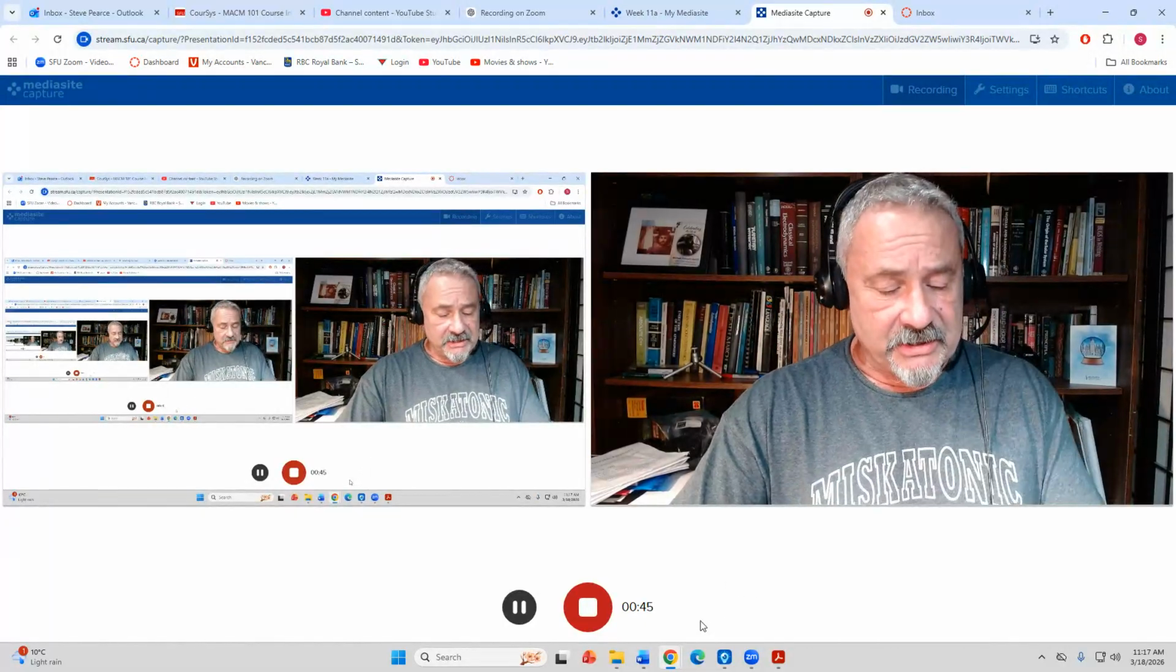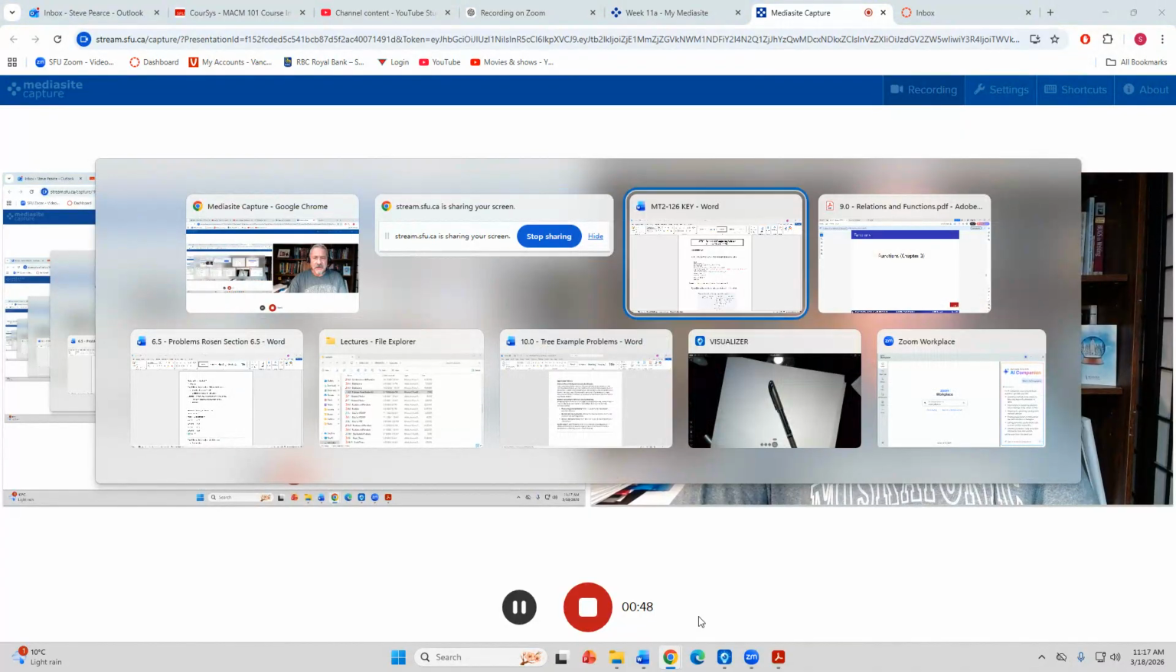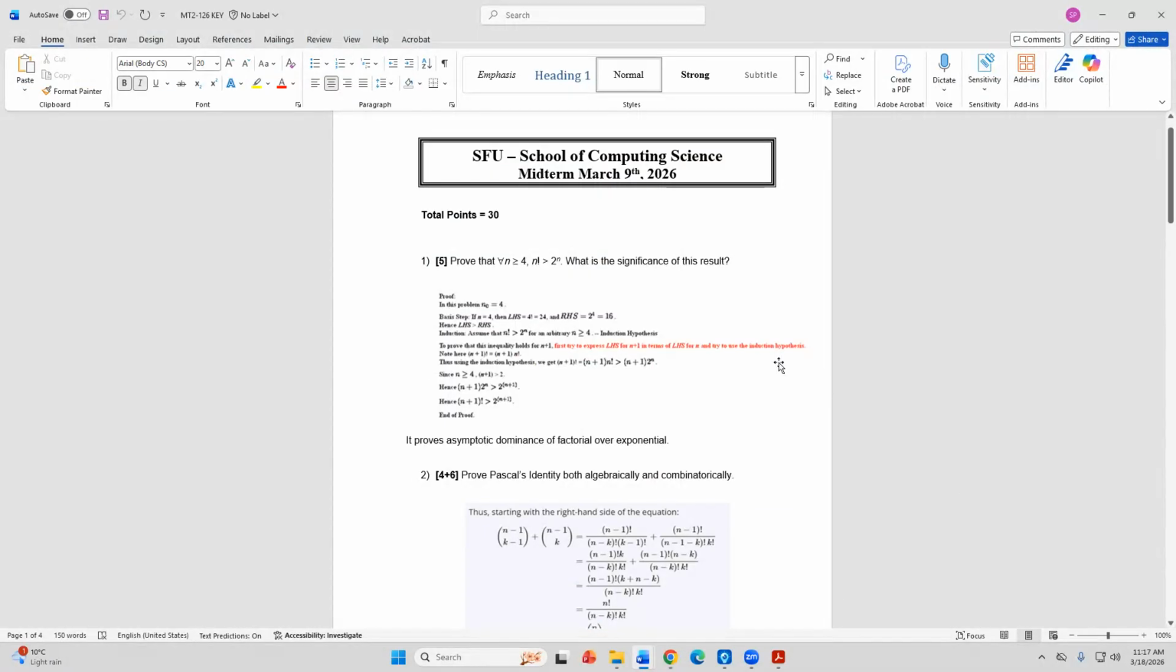So let's talk about the midterm. All right, let's just go to that midterm. So these questions, you've had them all. That was in a PowerPoint. What's the significance of this? And that's that n factorial always dominates 2 to the n. So a factorial dominates an exponential, in this case for all n greater than or equal to 4. All right, so this is the proof: asymptotic dominance of factorial over exponential. That's very important. It would have been important for chapter 3, that's for sure, but we didn't cover chapter 3. We moved functions into the chapter we just finished.